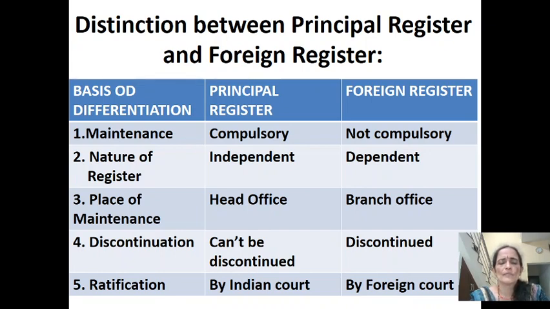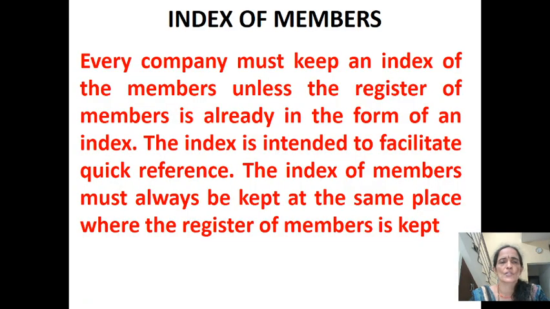Ratification. Ratification of the principal register can be made only by an Indian court, whereas a foreign register can be ratified only by the foreign court. So these are the differences between principal register and foreign register.